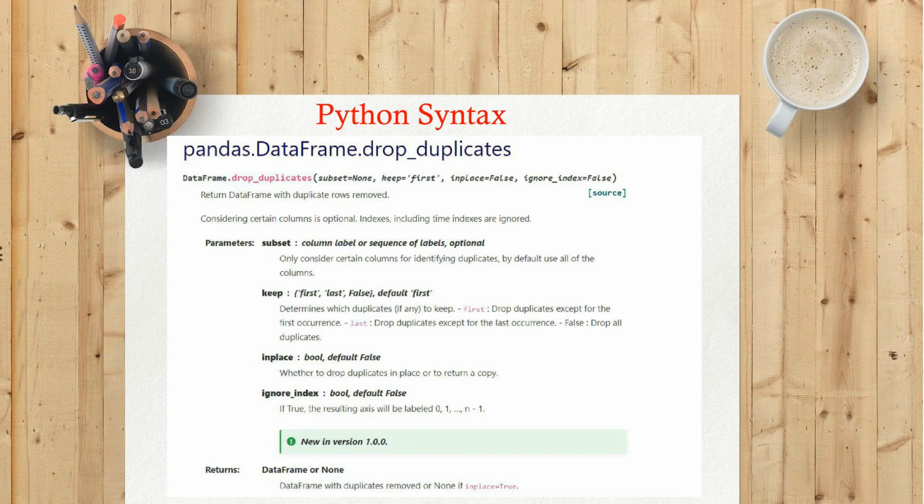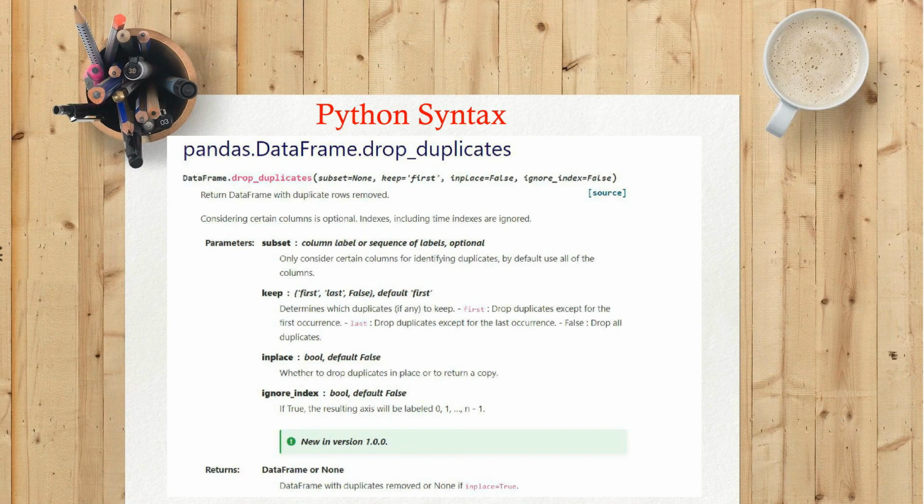Parameters. 1. subset: column label or sequence of labels, optional. Only consider certain columns for identifying duplicates. By default, use all of the columns. 2. keep: first, last, False, default first. Determines which duplicates, if any, to keep. First: drop duplicates except for the first occurrence. Last: drop duplicates except for the last occurrence. False: drop all duplicates.